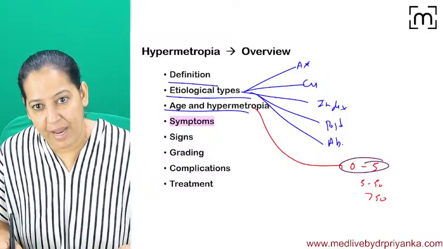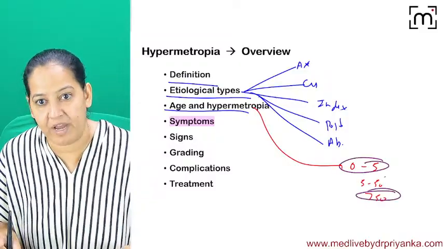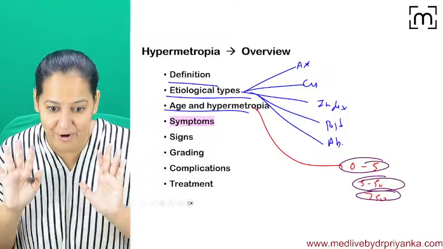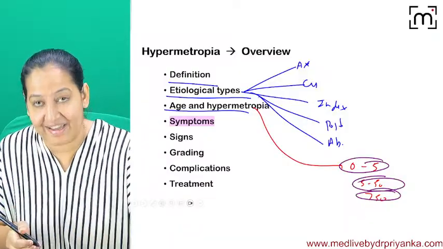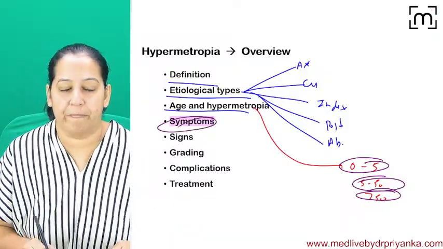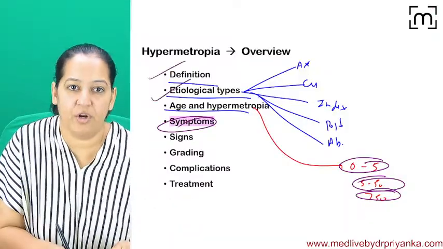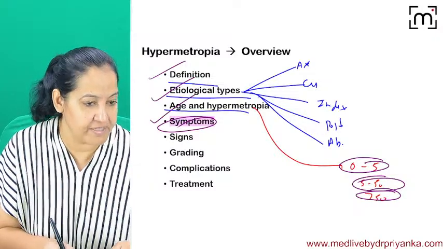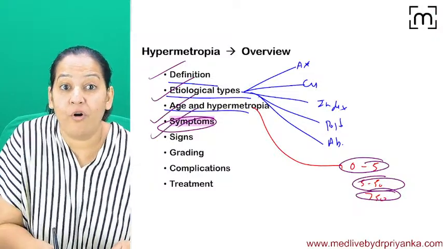This is childhood hypermetropia, this is senile hypermetropia, and this is emmetropia. Easy way of learning and revising again and again. Coming on the symptoms now. Okay, definition done, etiological types done, age and hypermetropia done. Now coming on the symptoms of hypermetropia.